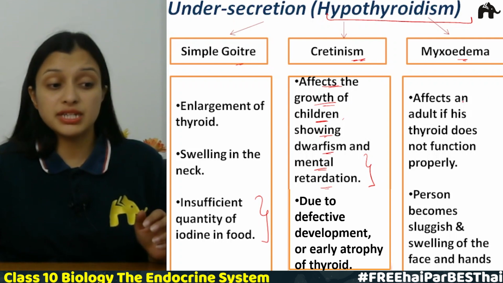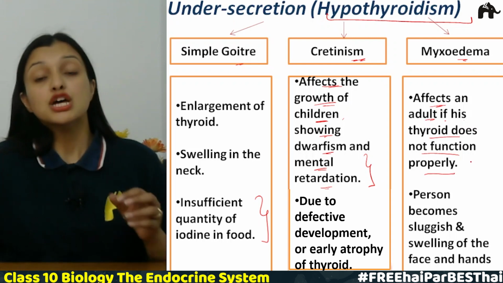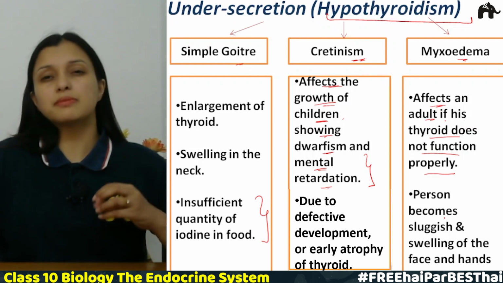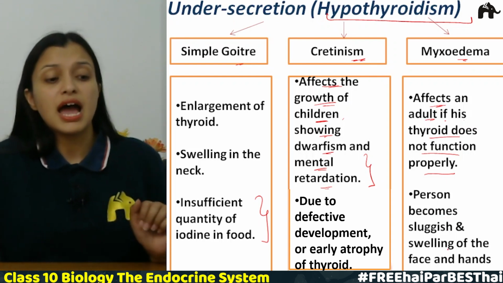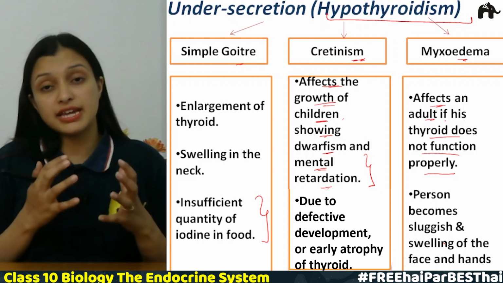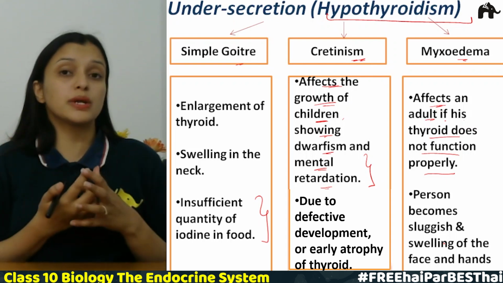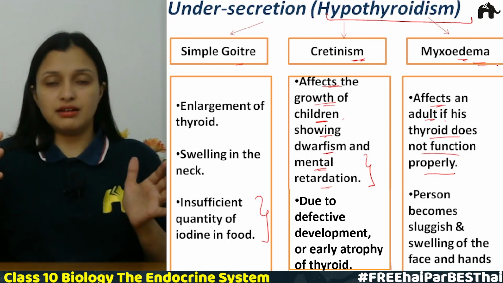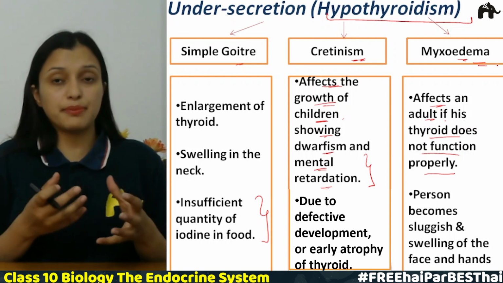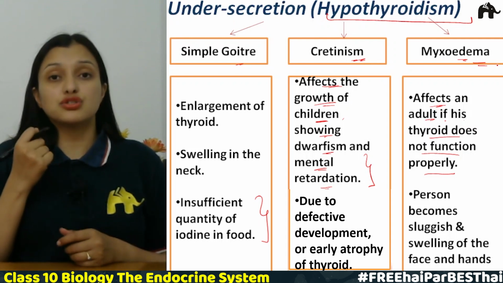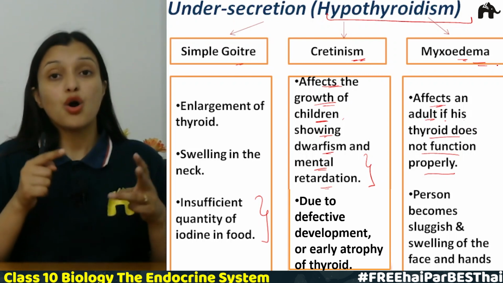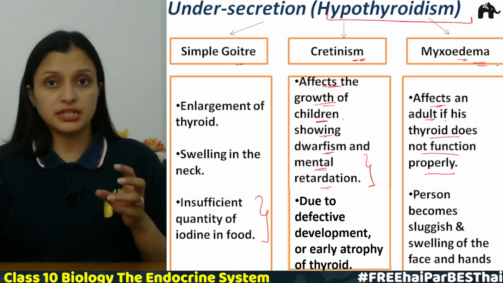The next is myxedema. It affects an adult if his thyroid does not function properly. If the thyroid gland does not function properly, it leads to myxedema, where the person becomes sluggish. That person is very weak, and there is swelling in the hands and the face, and it leads to a situation called myxedema. Okay, so I hope the differences between the three are very clear to you. So what will happen if there is under-secretion of the thyroxine? That will lead to simple goiter or cretinism or myxedema, right? So these are the three conditions which arise.